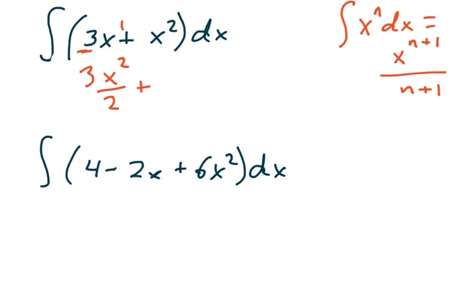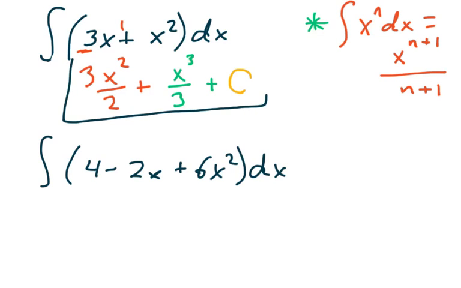Plus, now I do the same thing for my x squared. Okay, I'm using this same rule here. So my original exponent is 2, add 1 to that, I get a new exponent of 3, and we have to divide by that exponent of 3. And we can't forget our plus c. And that right there is our answer. Okay, nothing else is needed. We are done with that problem.